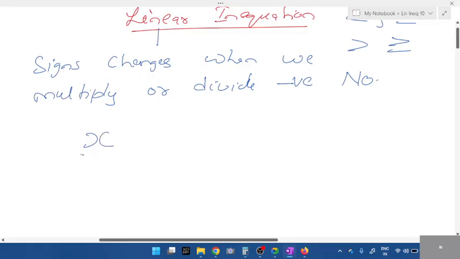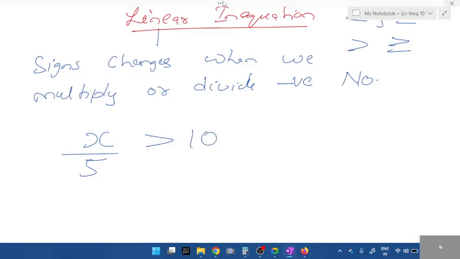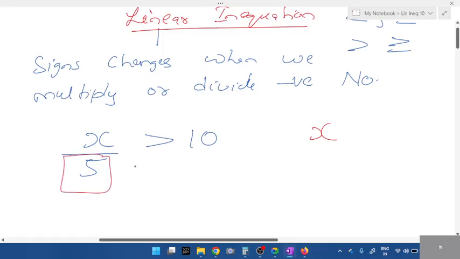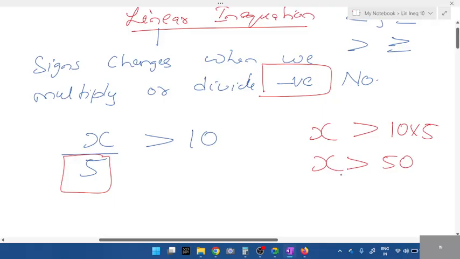Let me take x divided by 5 is greater than 10. If you want to find x, what happens to 5, students, if it goes to the other side? Division becomes multiplication. What kind of number are we multiplying? Positive or negative? Positive. In the rule, only for negative will the sign change. Do you think the sign will change? Sign will remain as 10 multiplied by 5. What's the answer? x greater than 50.